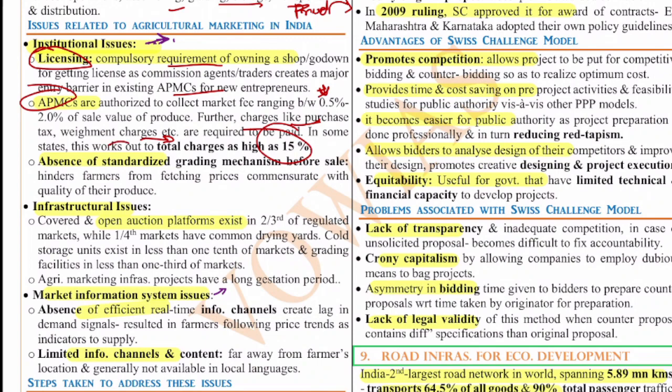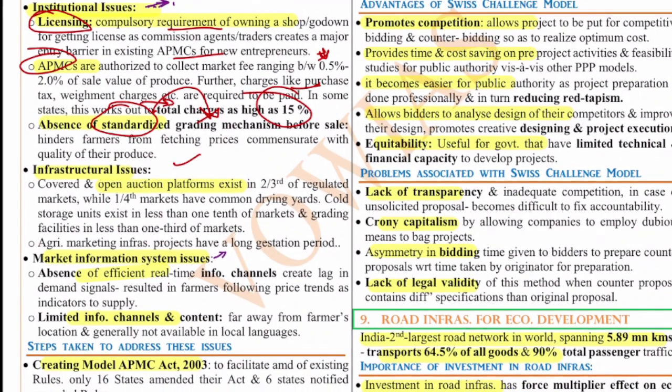Also, there is lack of standardization grading mechanisms. This is also hindering the profitability of the farmers. Next is the infrastructure issues. So infrastructure, both the storage as well as cold storage infrastructure, the physical storage and cold storage, both are not available. Okay, and also the open auction platforms exist in only 2/3 of regulated markets, while 1/4 have common drying yards. The transport infrastructure is also poor.